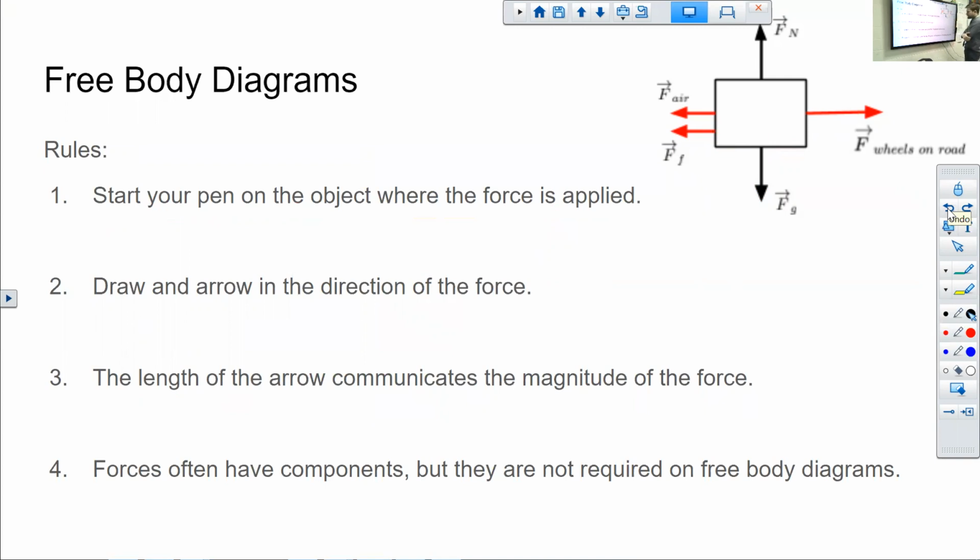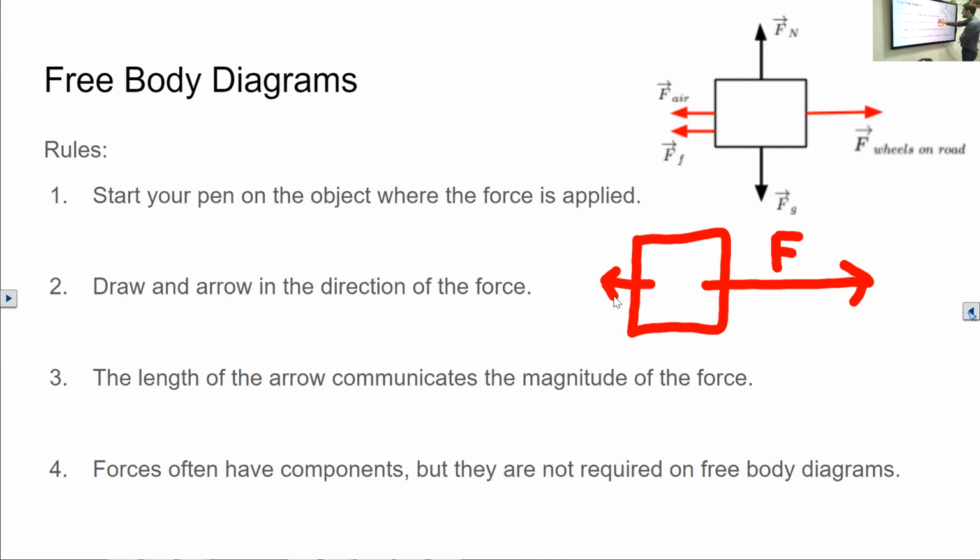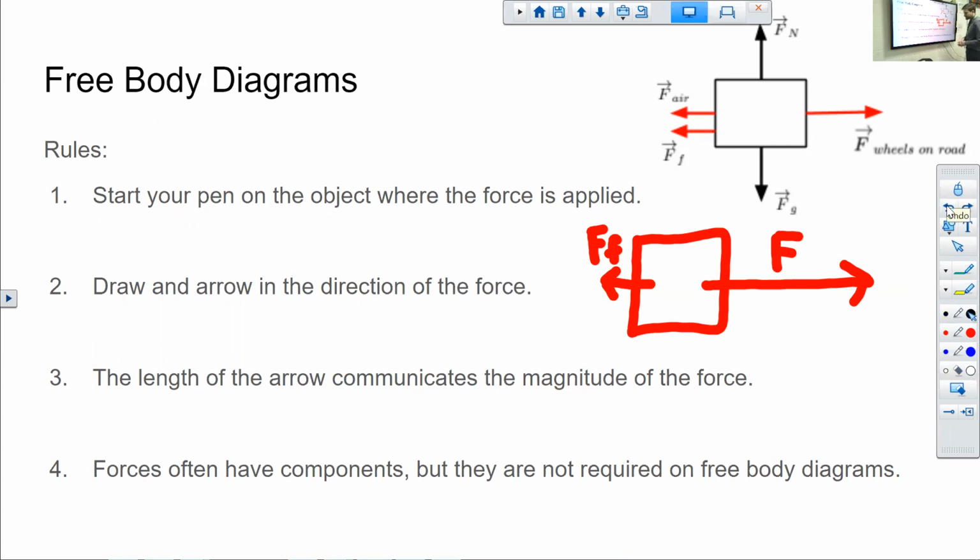Now, draw an arrow in the direction of the force. Number 3, the length of the arrow communicates the magnitude of the force. So an example would be if an object is accelerating to the right, because there's a really big force going this way, and there's a very small force of friction, you want to draw that with your arrows. So force of friction is a tiny arrow, and the force pulling it to the right is a big arrow, okay? So magnitude, remember, is how large or the actual number associated with the force. So you want to make sure the larger the magnitude, the larger the force arrow. And then lastly, forces often have components, but they're not required for free body diagrams.